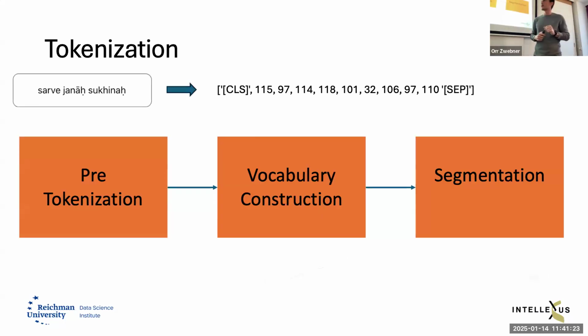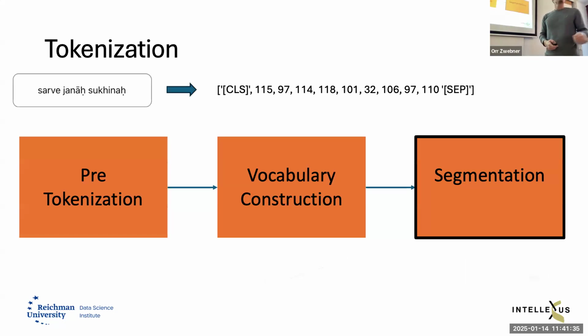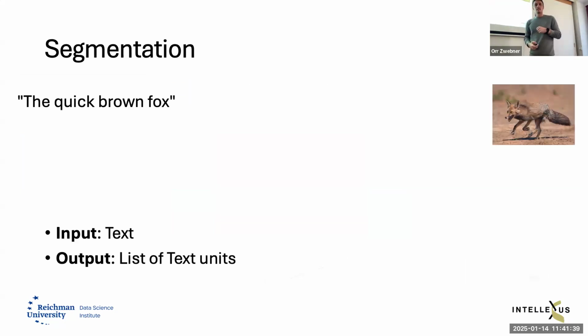So, tokenization. I have a sentence, a text, and I want to convert it to a list of numbers. We have 3 stages: pre-tokenization, vocabulary construction, and segmentation. We will begin in reverse order, from the segmentation. Let's have a sentence, the quick brown fox. As input I have the quick brown fox, and I want to segment it into a list of text units, not numbers, text units.